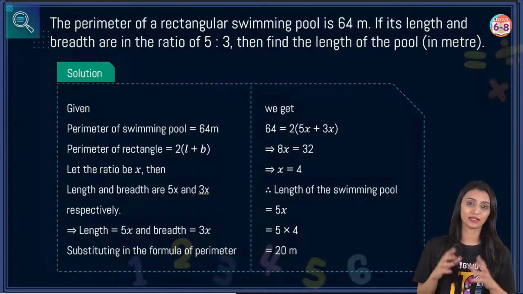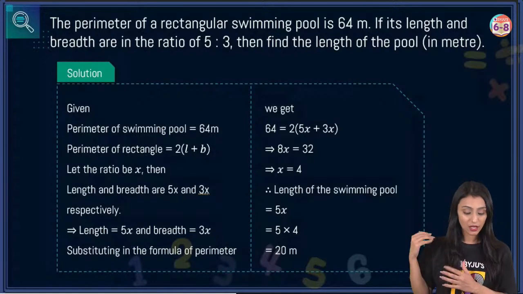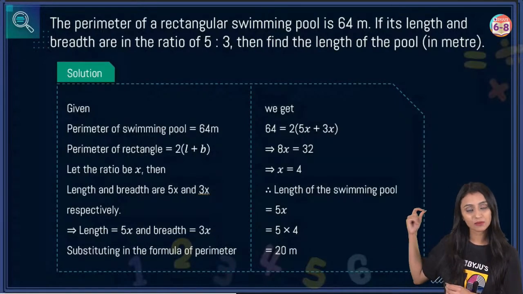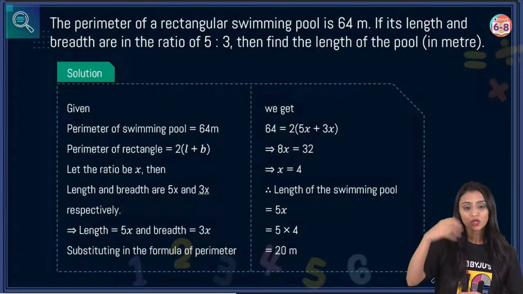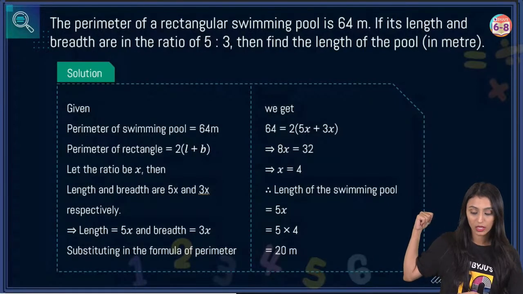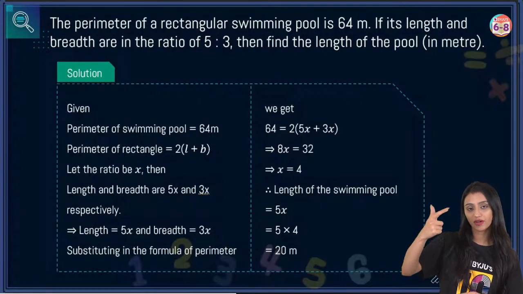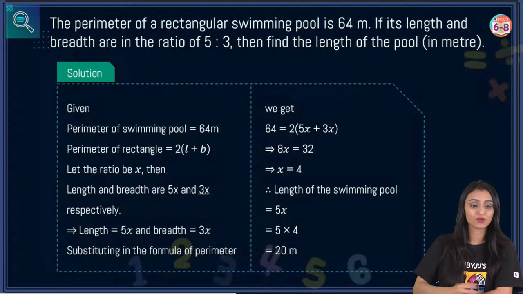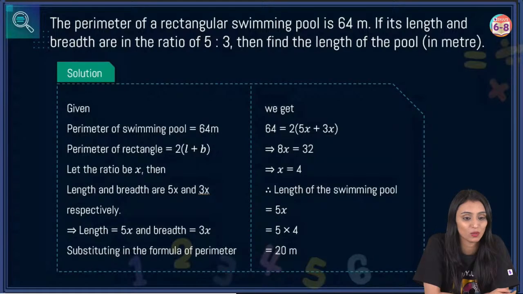What is perimeter for a rectangle? It's 2 times (length plus breadth). So I can say that 2 times (5x plus 3x) is going to be equal to 64. You just have to simplify that. That gives you the value of x. That's 4. So once I have the value of x, I can find out the length from there. That's going to be 5x, which is 5 times 4. That's 20 meters. Simple one.